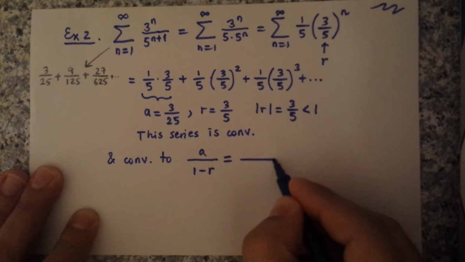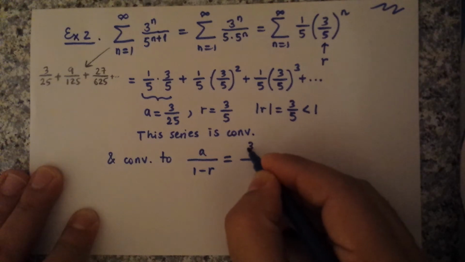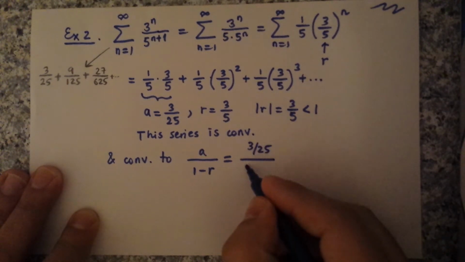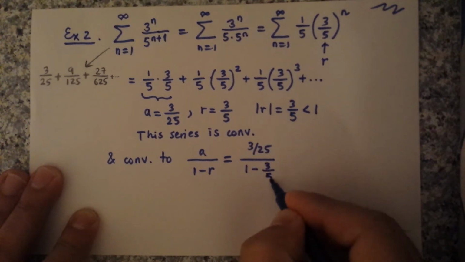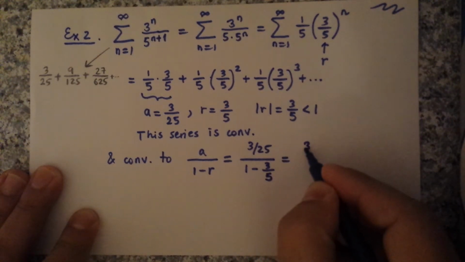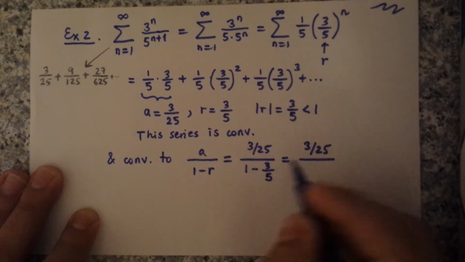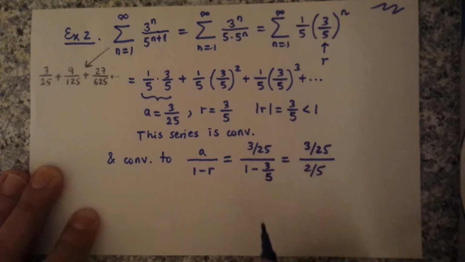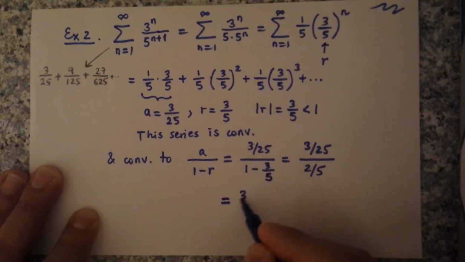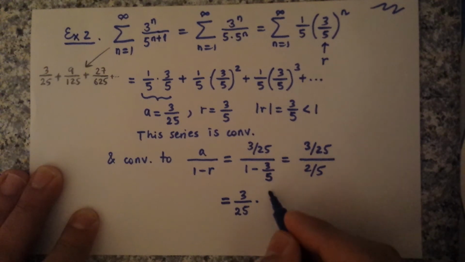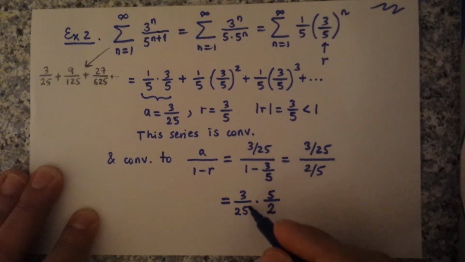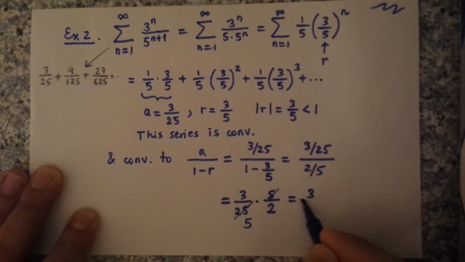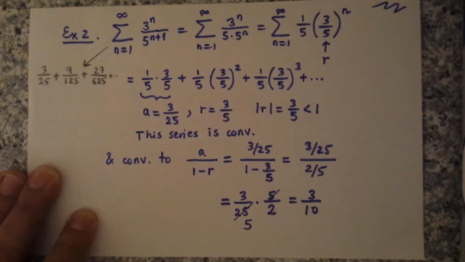So a is 3 over 25, and then 1 minus r is 2 over 5. So that will be 3 over 25 divided by 2 over 5. So the answer will be 3 over 25 times 5 over 2. These two will cancel, and you're going to get 5 here. So the answer will be 3 over 10 for this problem. And it's convergent, and it converges to this number. So that's the sum.